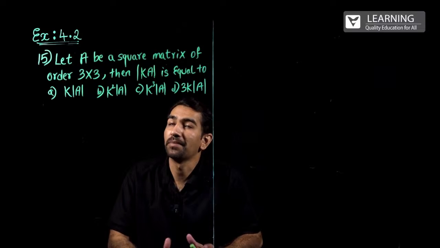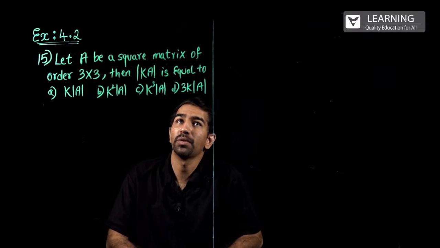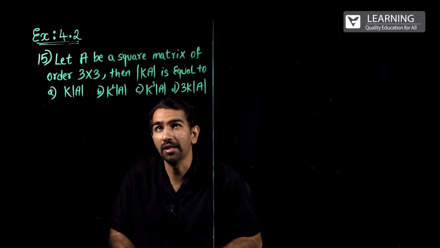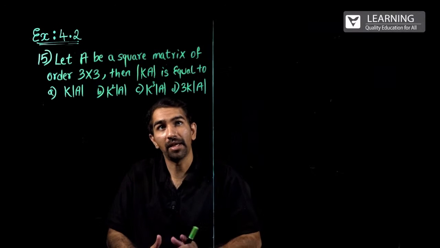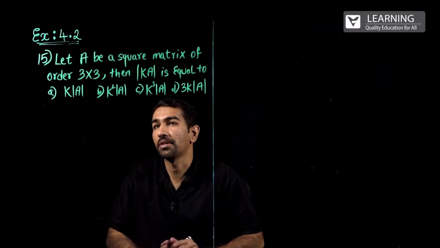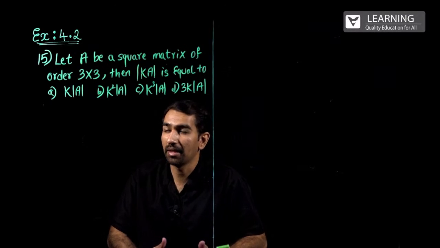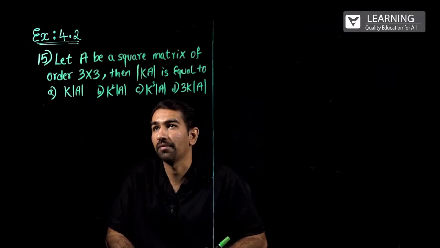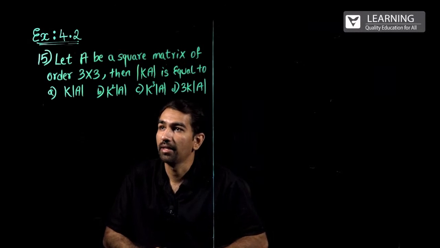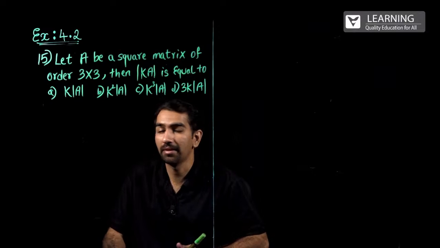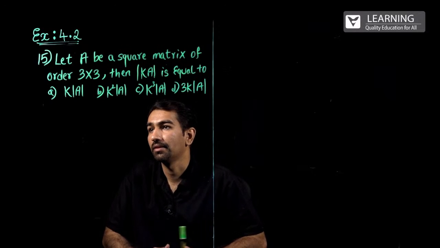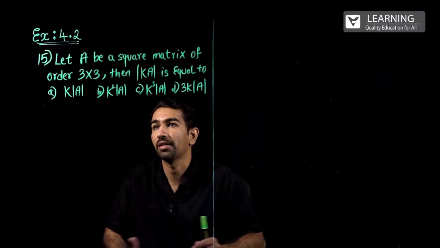The last question of exercise 4.2. So we have taken an MCQ question here. Let A be a square matrix of order 3 cross 3. Then determinant of KA is equal to, and they have given 4 options, A, B, C, D. So here you can either take an example of a determinant, multiply that with a constant, check out the value of that, or you can also consider the variables as an example. We'll be doing both the ways and we'll see what are the answers.